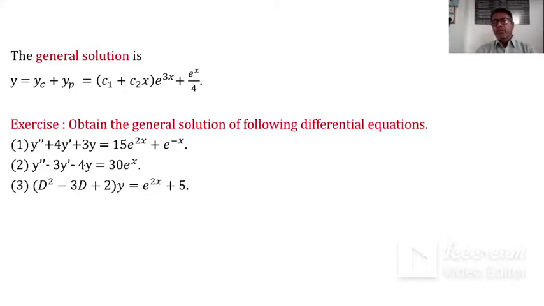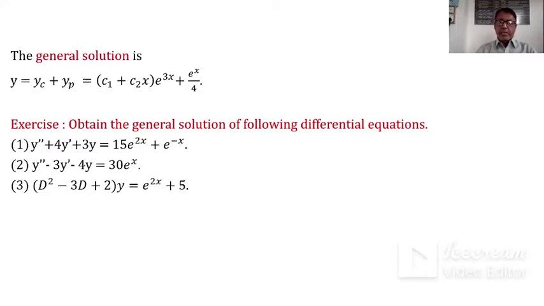You have seen four examples of this type. If Q of x is e to the power ax, then when we find the particular integral, we have to use the two theorems. We have seen these two theorems. With the help of these two theorems, we are able to find the particular integral very easily as compared to the general method. This is a particular type of short method to find the particular integral.